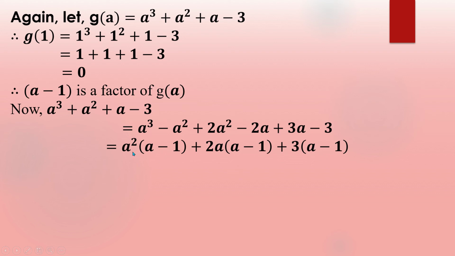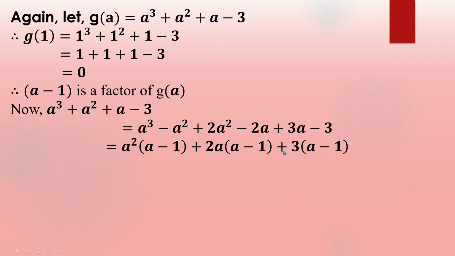So here we have to take a square. This into this will give a cube minus a square. As here is plus a square, we have to take here plus 2a square, plus 2a into a minus 1. Here plus a means, as here is minus 2a but here is given plus a, we have to take here plus 3a. So matching plus 3a, we have to take here only 3. As a result, here will be 3 into a minus 1.